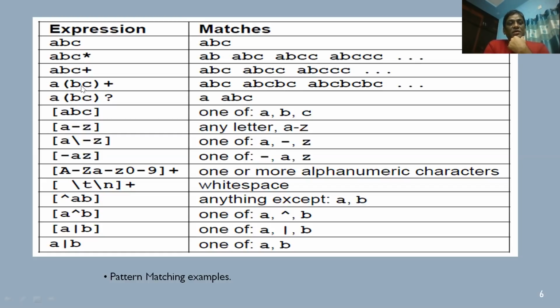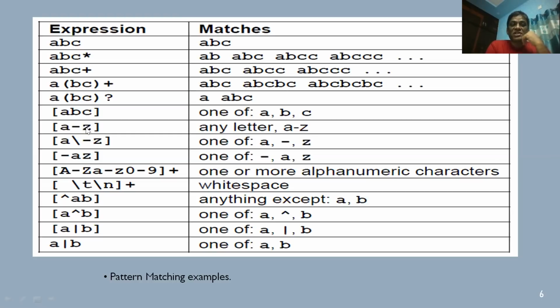A followed by BC plus says that one or more occurrences of BC. So A is compulsory, followed by BC any number of times in the string. And what about A followed by BC question mark? BC might appear 0 or 1 times. That means A followed by nothing, and A followed by BC. Only these two matches will be found. This says exactly one of A or B or C. You can write it as A pipe B pipe C also.